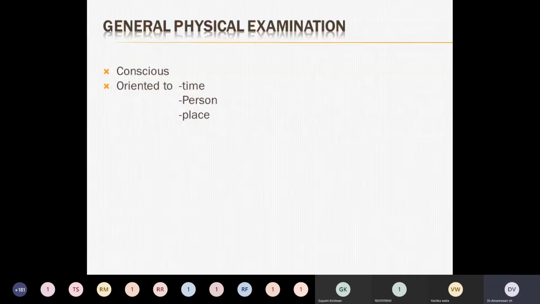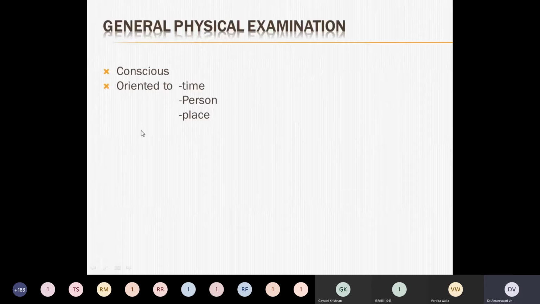What do you mean by orientation to person? You will be asking who is this nearby person, their relatives will be there. Who is this? How is he related to you? So that is the orientation to person. And orientation to place, you have to ask, where are you right now? Right now I am in Rajeshri Medical College. Like that, you have to identify the orientation of the subject or the patient to time, person, and place.